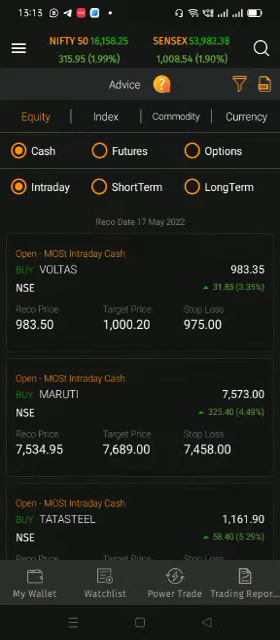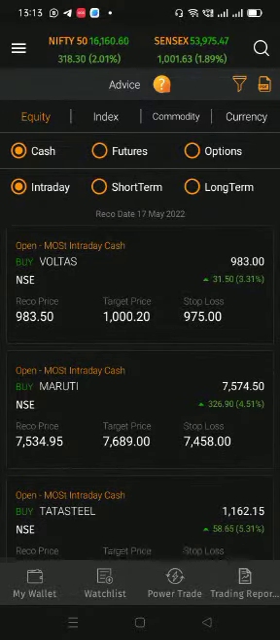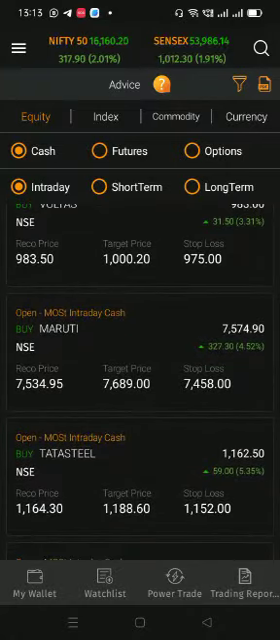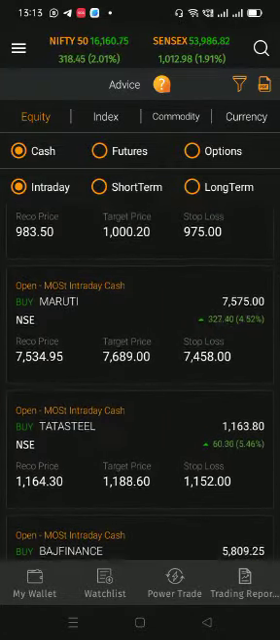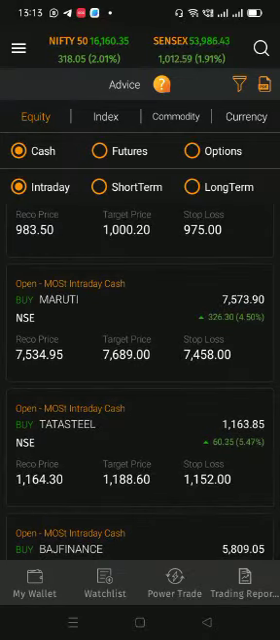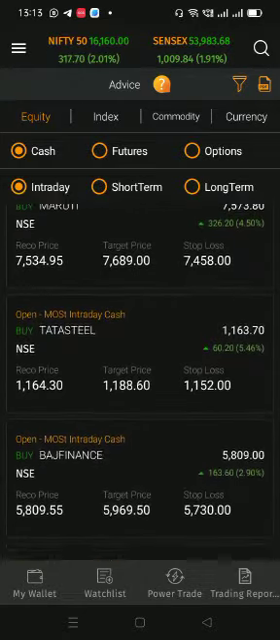You can see cash intraday. Now the market is open, so it is a working day, from morning 9 to evening 3:30. So cash intraday is appearing. The first one is Voltas, NSE, 983, and the target price is 1000 rupees. Stop loss you can go for 975.